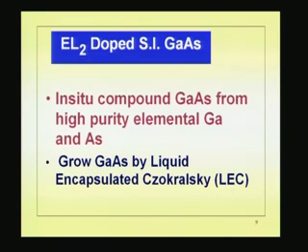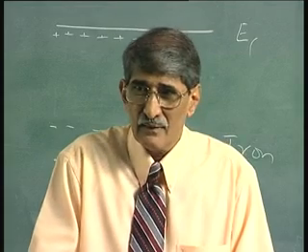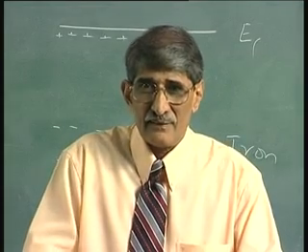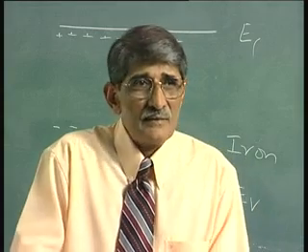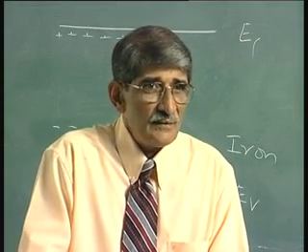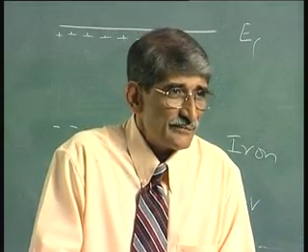Fortunately, there is a deep impurity which comes up. That deep impurity is EL2, that EL2 is the name given, it is actually a defect. When you grow the gallium arsenide with slight over pressure of arsenic, you increase the pressure of arsenic somewhere so that you do not lose it.